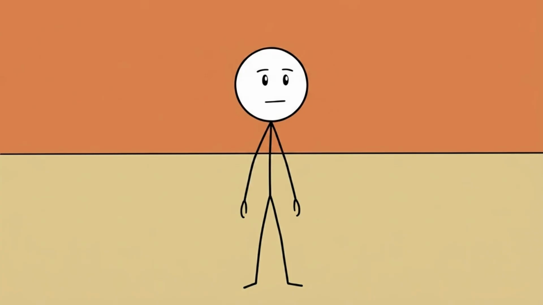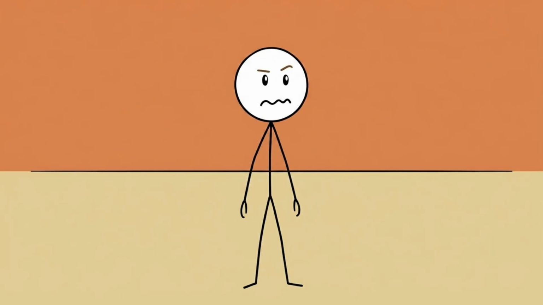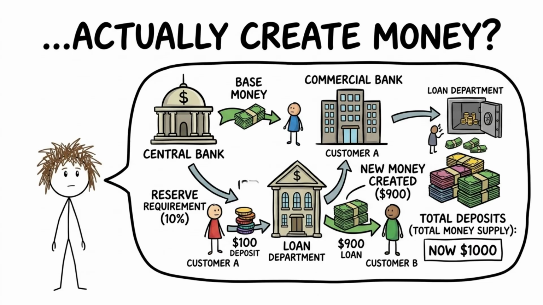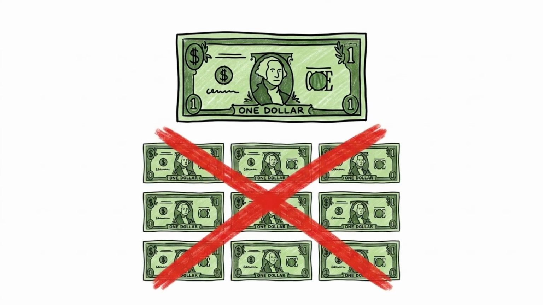So the next time someone tells you, banks take your money and loan it out 9 times. Don't simply believe it, don't dismiss it either. Ask a better question. How does modern banking actually create money? Because the answer is much more fascinating. Banks don't need 9 copies of your dollar.